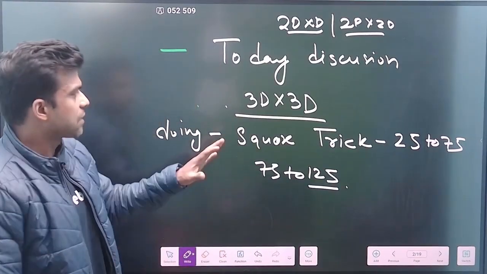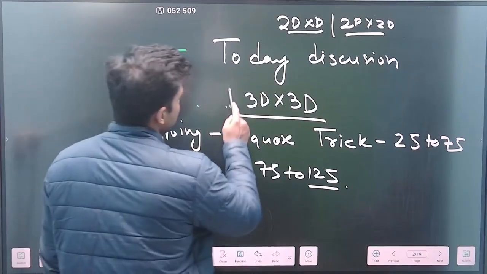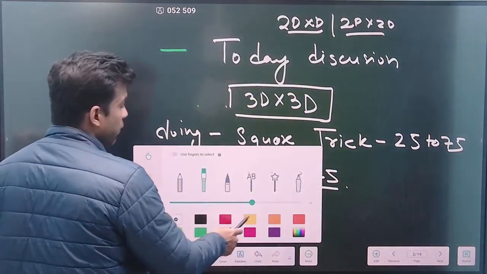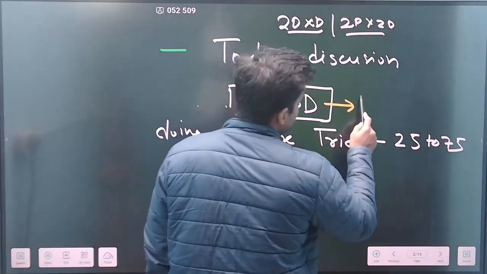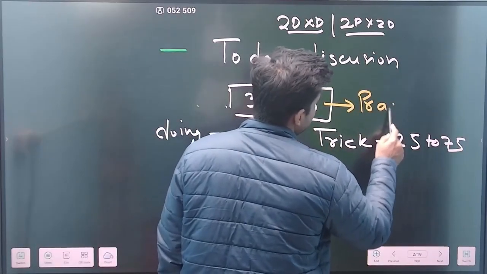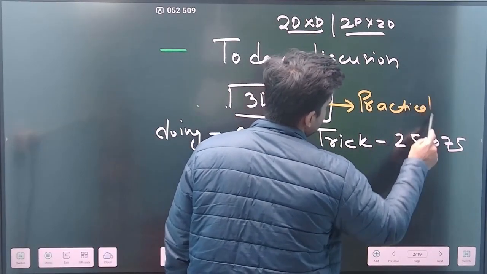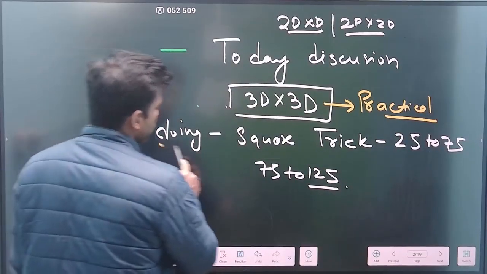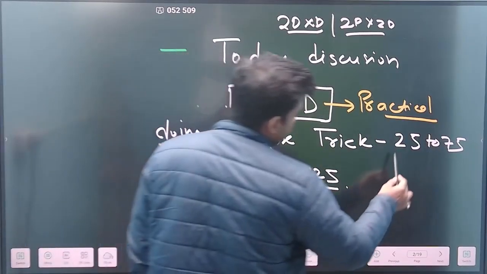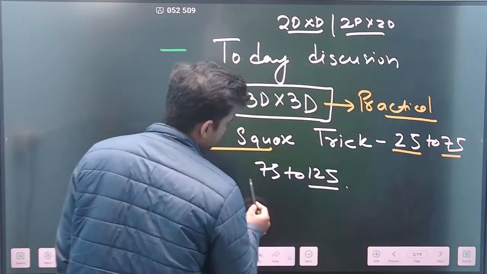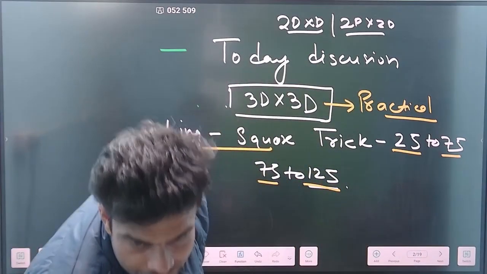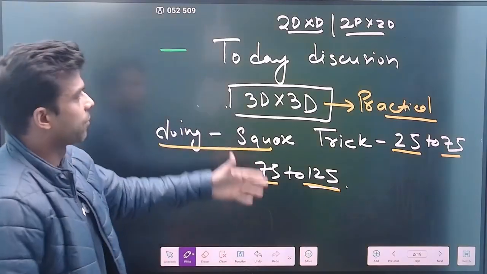Secondly, today's discussion is about the 3-digit number getting multiplied with the 3-digit number. And I would say that this is a very practical way of multiplying. I would not give you the trick, but this is a very practical way of multiplying the things. Then secondly, we'll do the square tricks, doing a square of numbers from 25 to 75 and from 75 to 125, correct? So today's learning will be around this topic only.